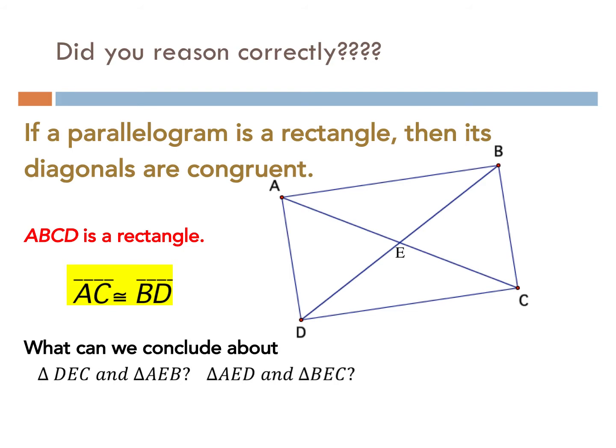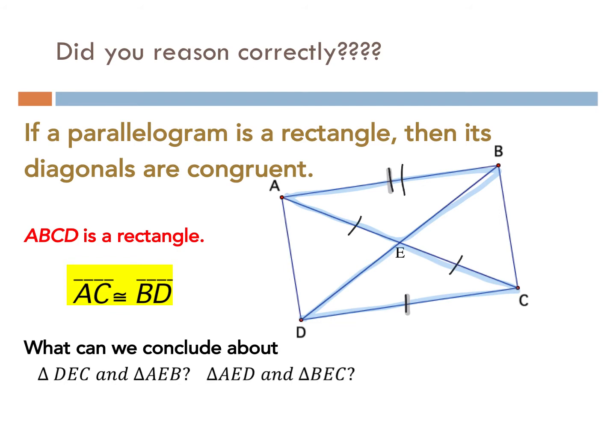So what can we conclude about triangles DEC, AEB, AED, and BEC? Well, let's see. DEC, I'm going to highlight these again because when it's all overlapping like this, it's kind of hard to tell. So what can we tell about this triangle, DEC, and AEB? Okay, AB is congruent to DC because opposite sides of a parallelogram are congruent. We know that diagonals are congruent and they get bisected.